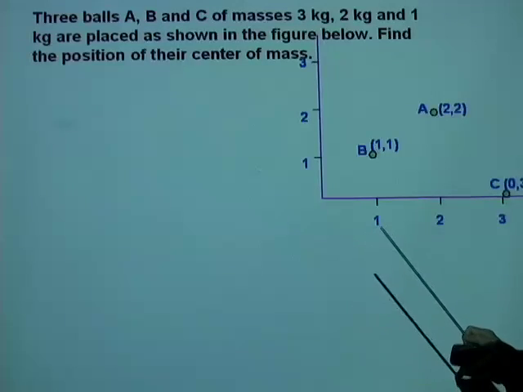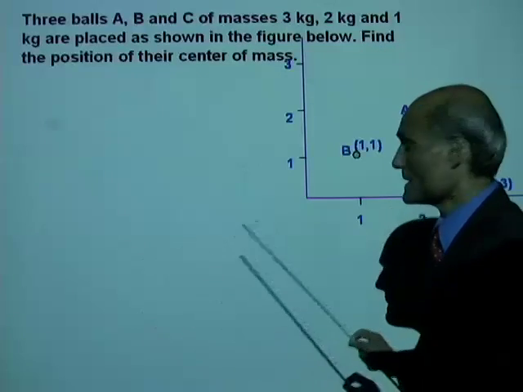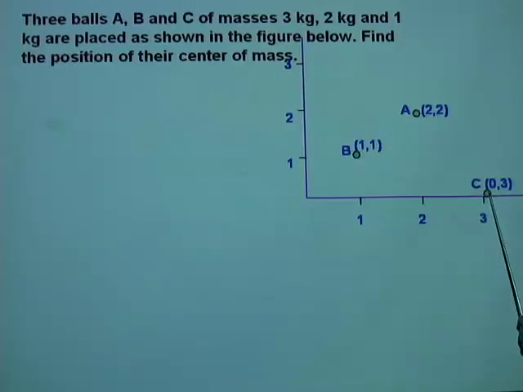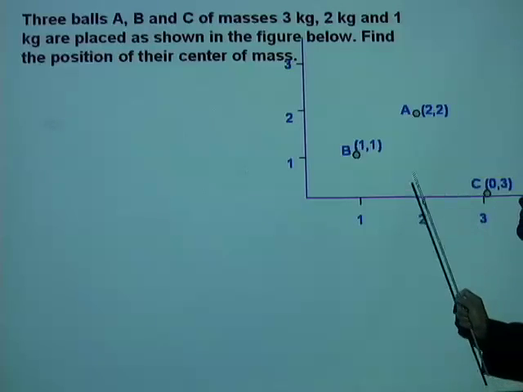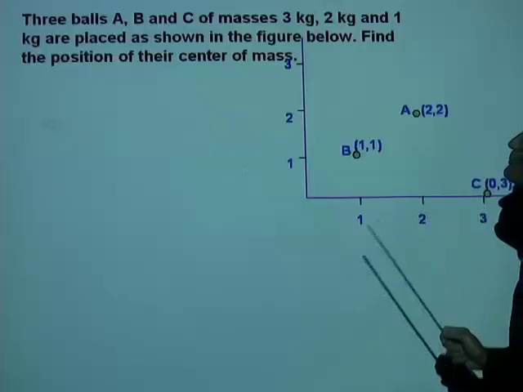C 0,3, I think it is cut off. C equal to 1 kilogram is at 0,3. Is this right as 0,3? Well, that's not right. This should be 3,0. I must label this point as x equal to 3, y equal to 0. So please make that correction. It is not 0,3 but 3,0.